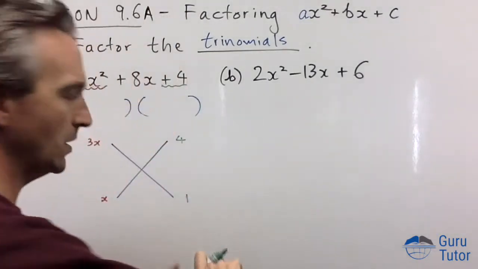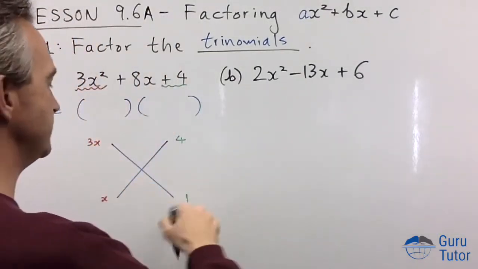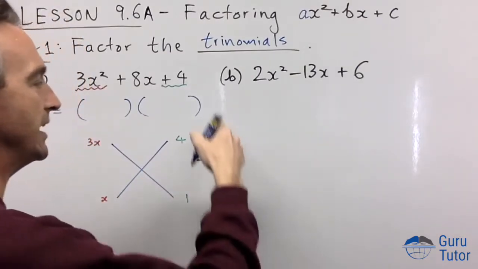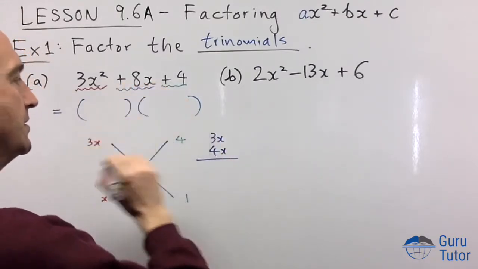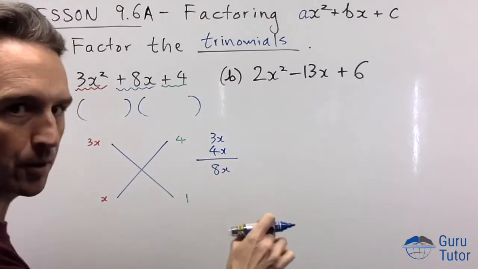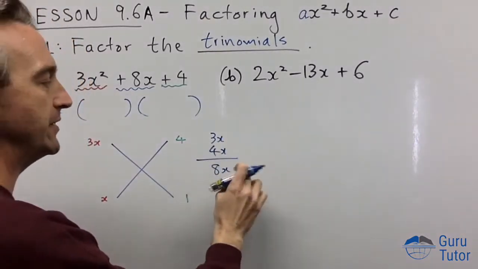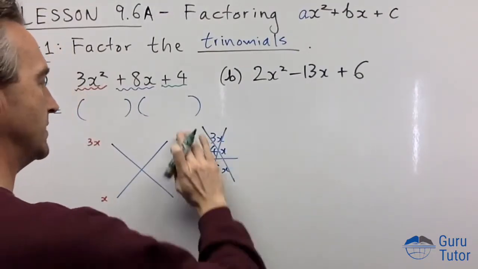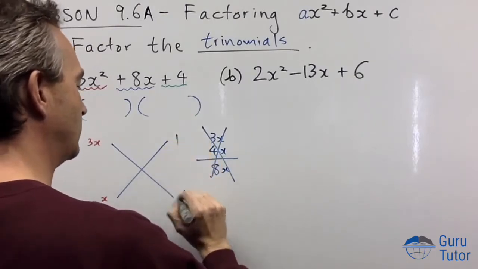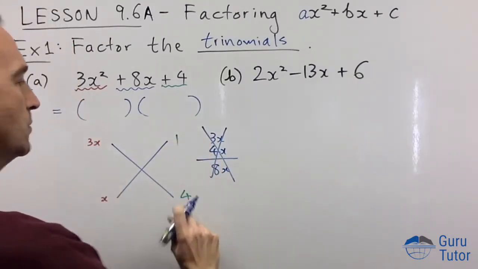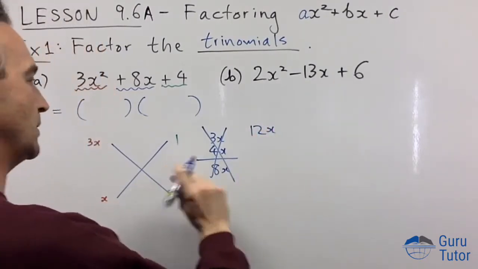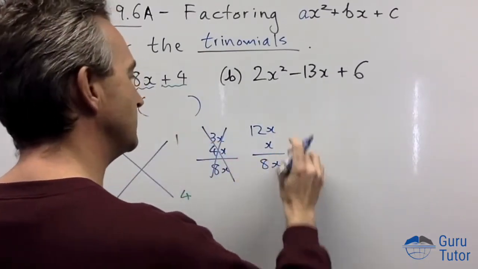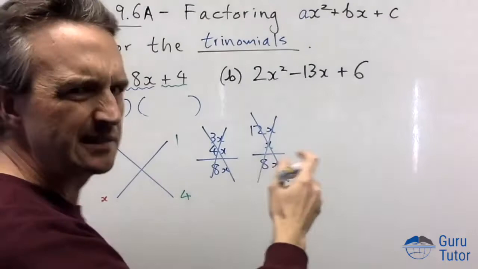And what we do is we cross multiply. We do this times this, which gives us 3x, and then we do this times this, which gives us 4x. We then want that sum to be equal to this term, 8x. Is that possible? Can 3x plus 4x ever give 8x? No. Okay, so we're going to try something else. Instead of 4 and 1, let's try 1 and 4, and we do it again. 3x times 4 is 12x. X times 1 is x. Can that ever give 8x by summing them up? No, it can't.